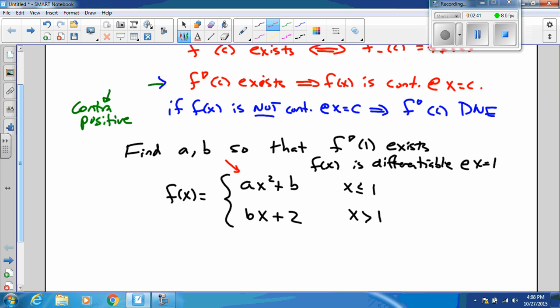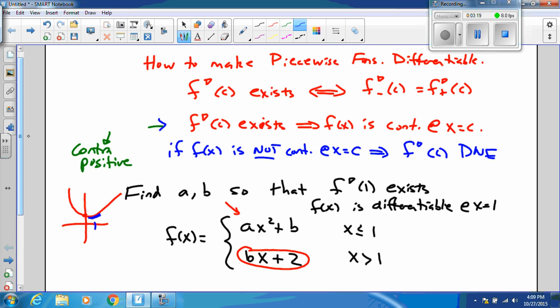So this is our situation, and you can see that the top function is some kind of a parabola that is going to have an intercept at b, and it's going to have some kind of steepness that is controlled by a. And meanwhile, my second piece down here is going to be a line with a slope of b and an intercept of 2. And so it's going to have to somehow connect with this parabola so that right here at x equals 1, we have a nice smooth curve without any sharp corner. That's really what we have to accomplish.